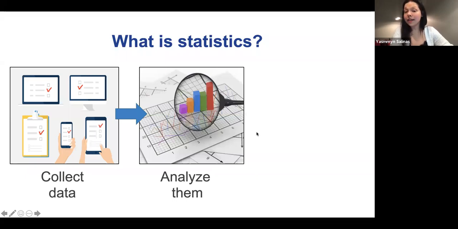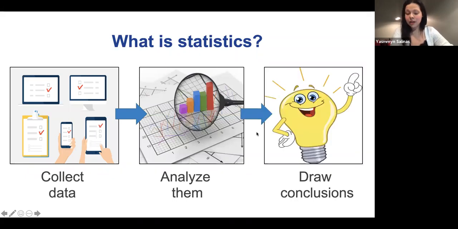And the last thing is to help us figure out what conclusions we can make from our data, how we can interpret this correctly, and how we can convey that information to other people. All of these three things, that is what statistics is all about.